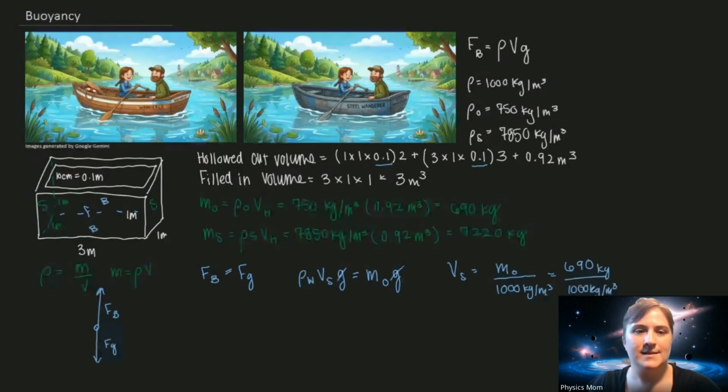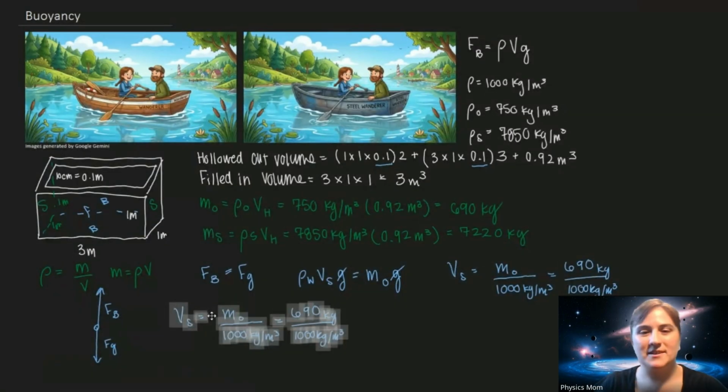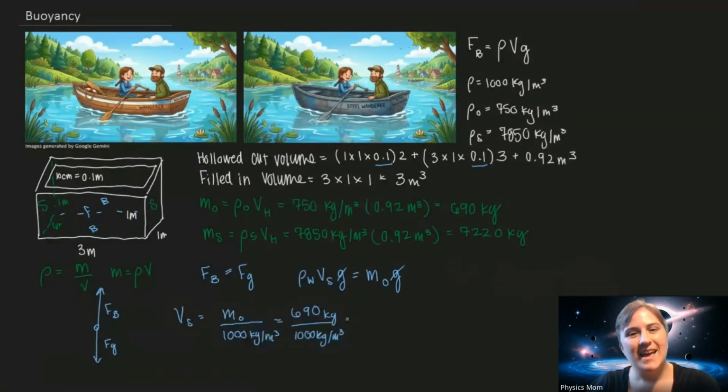Move this over here so we don't run out of space. There's going to be so many things. This is going to equal 0.69 meters cubed. That's how much the submerged volume is for this wooden boat, this wooden rowboat, without people in it, right? So let's take into account that's without people.